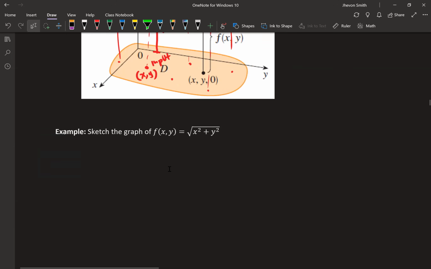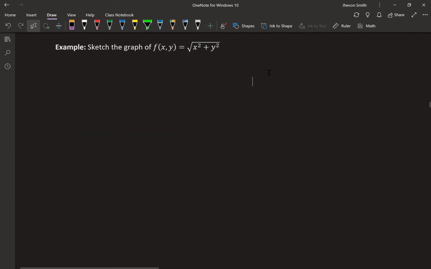If I were to ask you to sketch the graph of this guy, what would that be? f of x, y equals the square root of x squared plus y squared. What would the graph of that be?